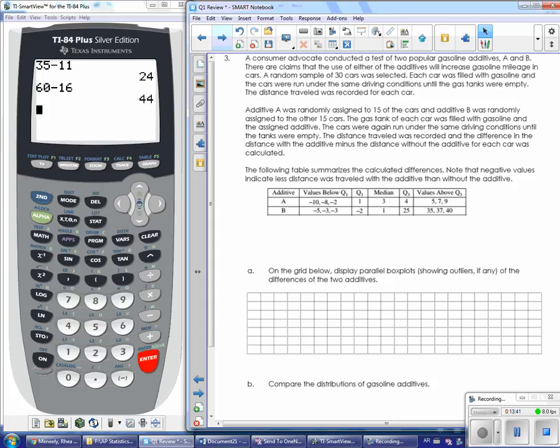Additive A was randomly assigned to 15 of the cars, and additive B was randomly assigned to the other 15 cars. The gas tank of each car was filled with gasoline and the assigned additive. The cars were again run under the same driving conditions until the tanks were empty.